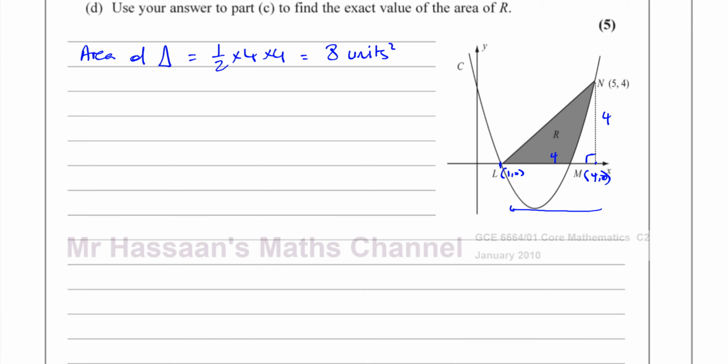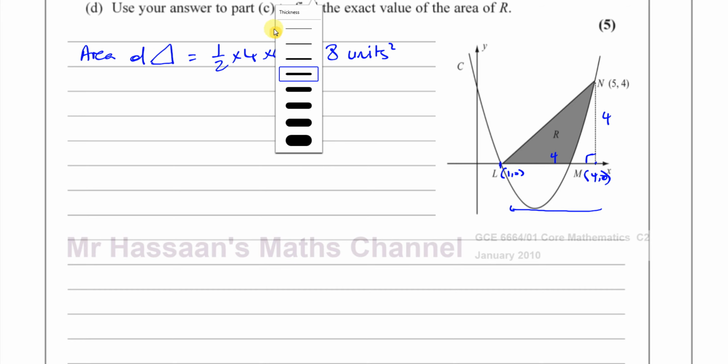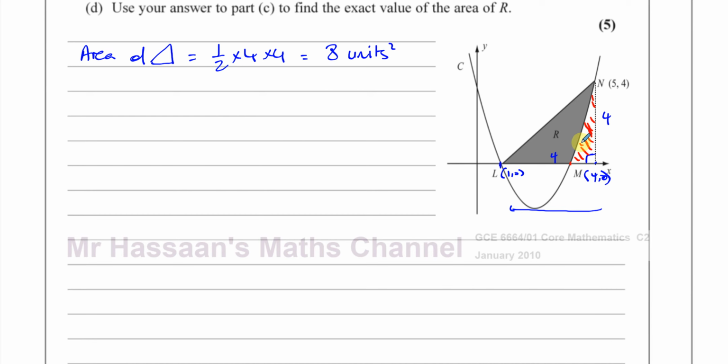What we need to do, let me just draw the triangle like this so that it's clear which triangle I'm looking at. If we can find the area under the curve between x equals 4 and x equals 5, the area of this shaded region here, then we can subtract that from the area of the triangle and we've got the shaded region. So that's what we're looking for, that shaded region.